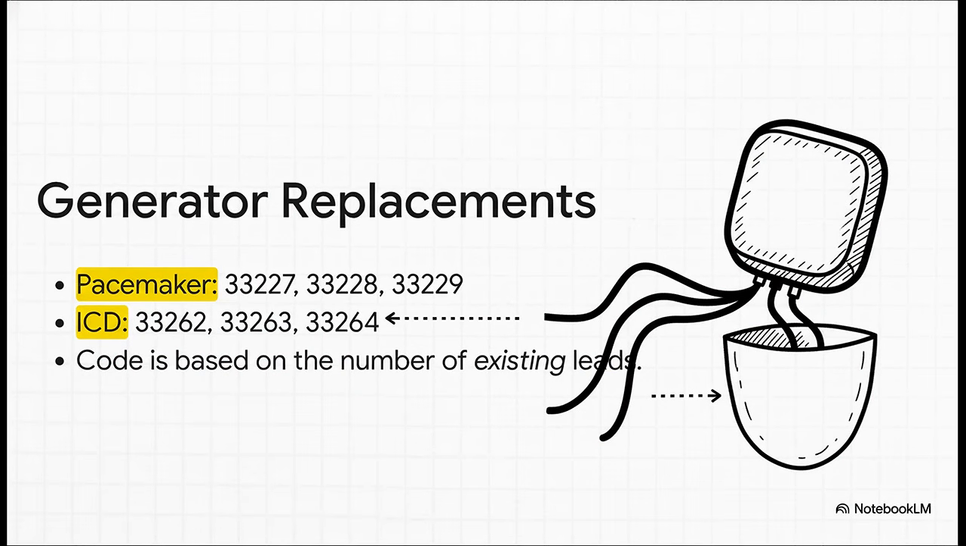And check this out. This perfectly illustrates that component logic we were talking about earlier. When you're coding a generator replacement, the code you choose is determined by how many leads the old generator was hooked up to. Was it a single, dual, or multiple lead system? The documentation will spell it out for you, and that info points you directly to the right code.